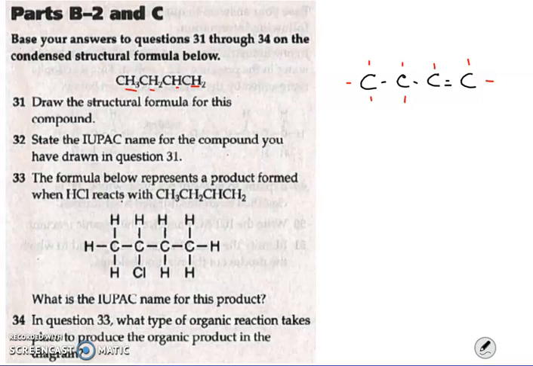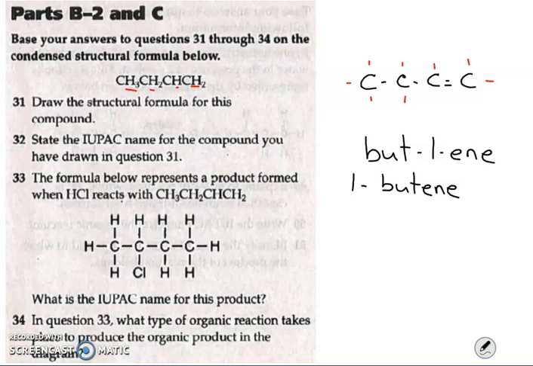32 says state the IUPAC name for this compound. All right, you have 4 carbons. So 4 carbons is going to use the prefix of but. And then the fact that it's got a double bond in it means it's going to have an ene, and it's going to be on the first carbon. So it's going to be but-1-ene or 1-butene. Either way is acceptable. Some people say, wait, why is it not on the third carbon? Well, it's not really the third carbon because we got to start counting from the shortest end, which is on the right side.